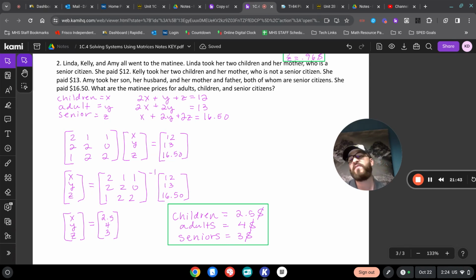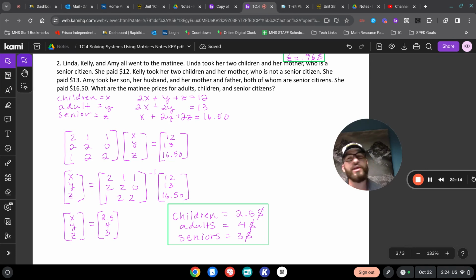and then 12, 13, and 16.50 for our coefficients, our totals that we're equal to. Shifting that matrix to the other side and making it that inverse matrix, we get 2, 1, 1, 2, 2, 0, 1, 2, 2 to the negative first times our total matrix of 12, 13, and 16.50. And typing that into the calculator, we get X is equal to $2.50, Y is equal to $4, and Z is equal to $3, setting up our cost of our children, adults, and seniors.